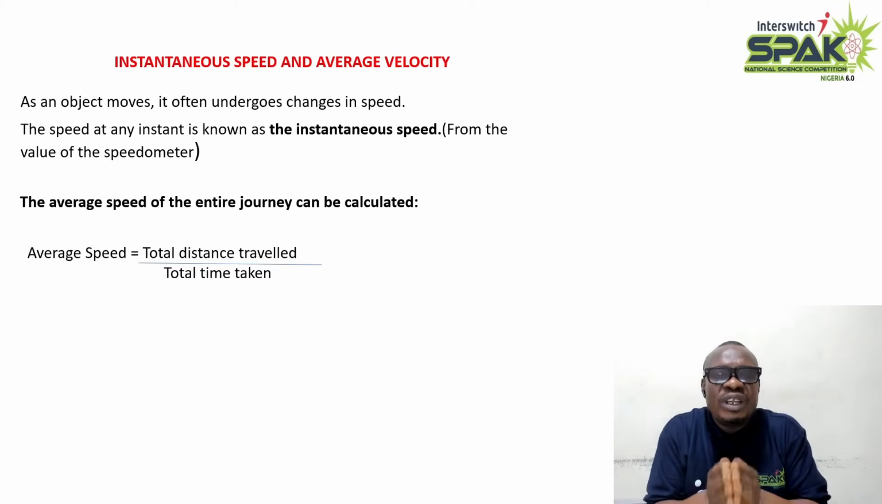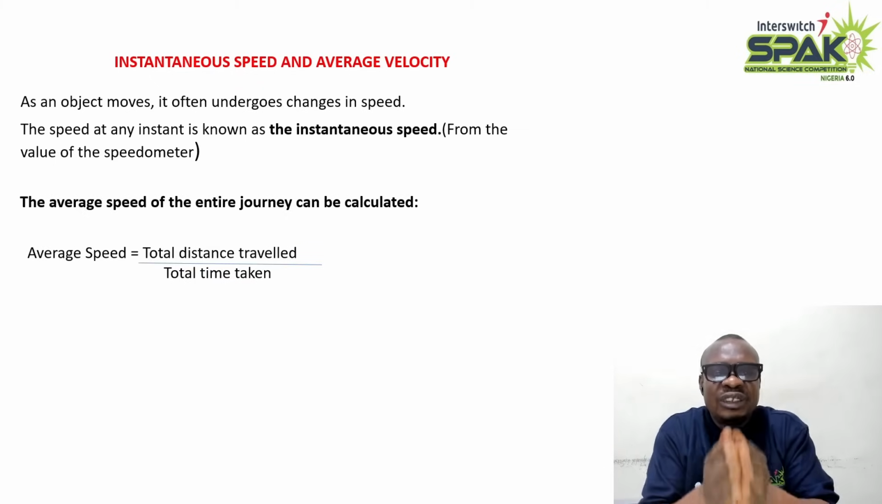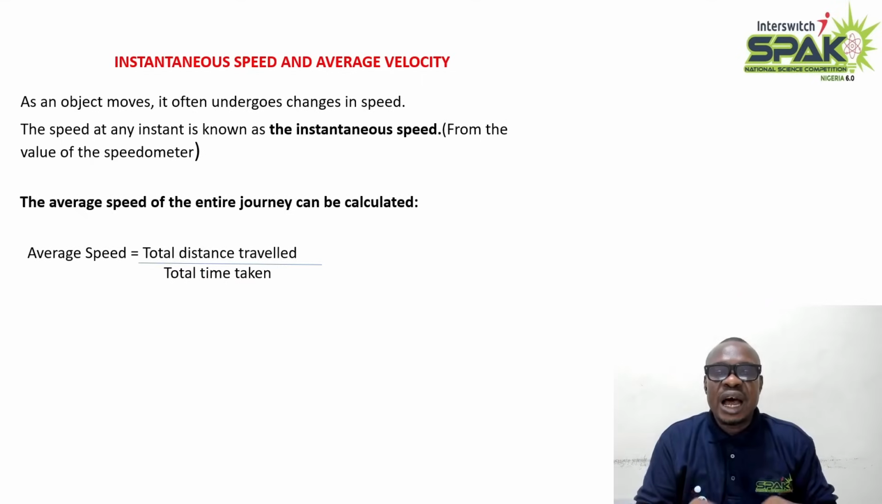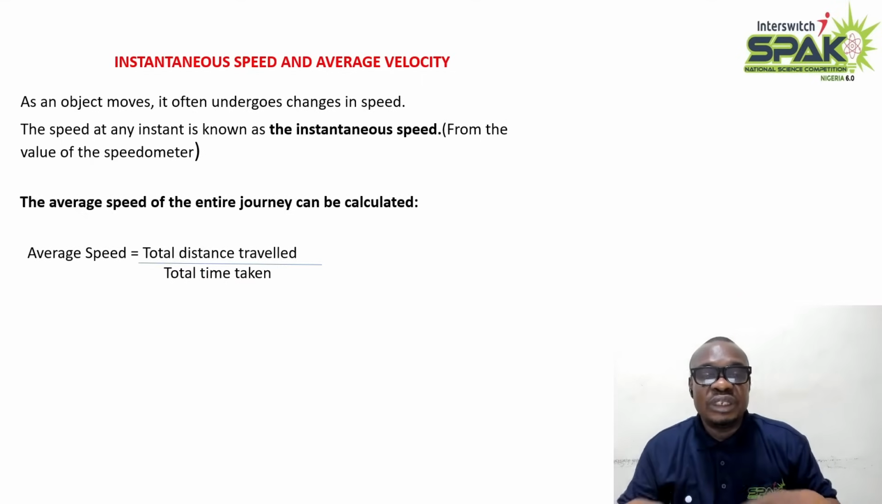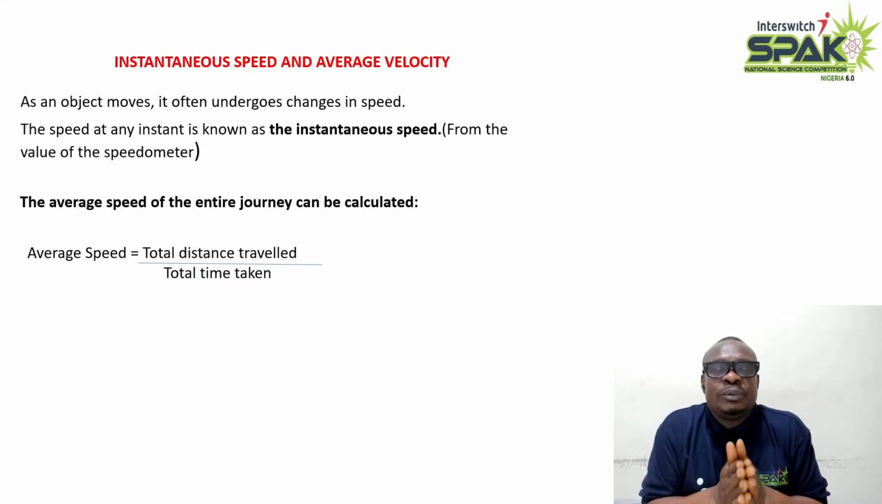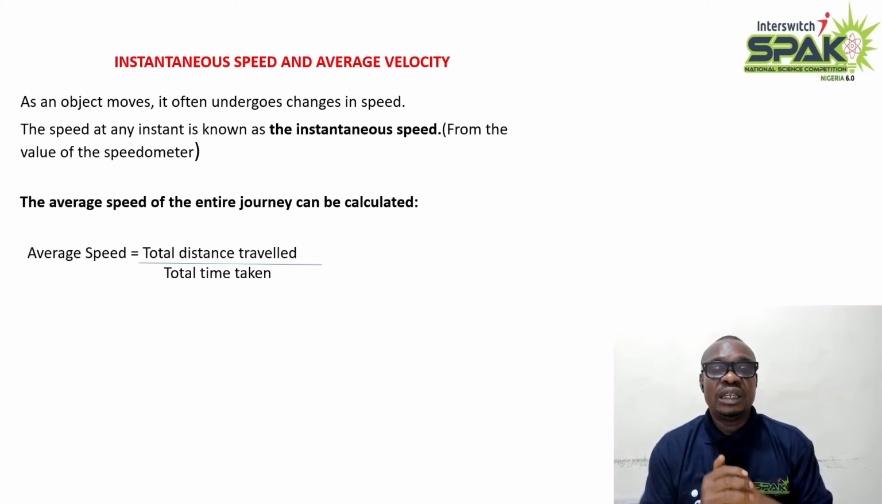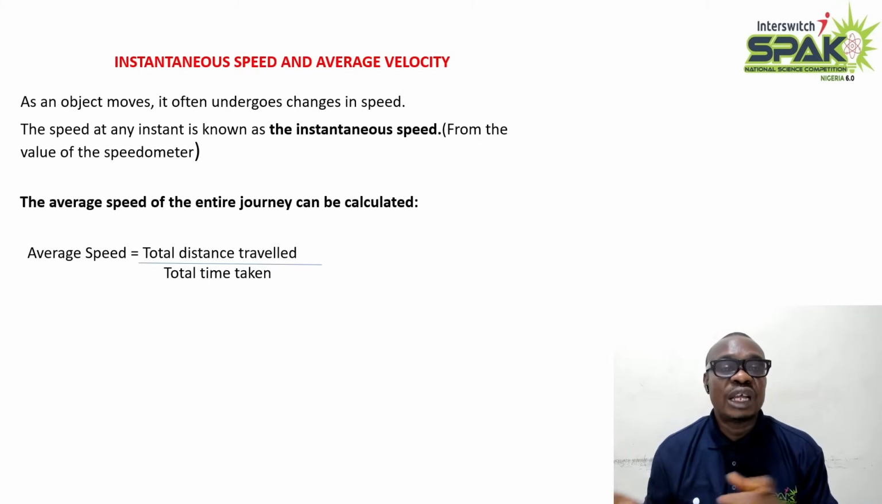If the object is moving in the same direction with that same speed, so definitely the velocity will also have the same magnitude, the same value as that of the speed. But once there is a change in direction, the speed and the velocity will not be the same. But if they have the same value, then at that point the speed and the velocity are moving in the same direction.